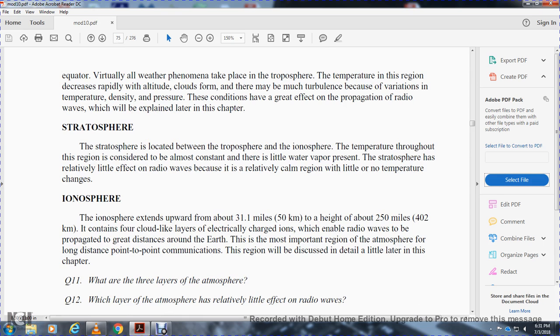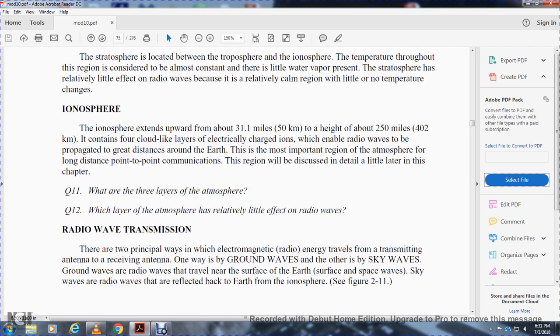The ionosphere extends upward from about 31.1 miles to a height of 250 miles. It contains four cloud-like layers of electrically charged ions, which enable radio waves to be propagated over great distances around the Earth. This is the most important region of the atmosphere for long-distance point-to-point communication. We will discover the details a little later in this chapter.